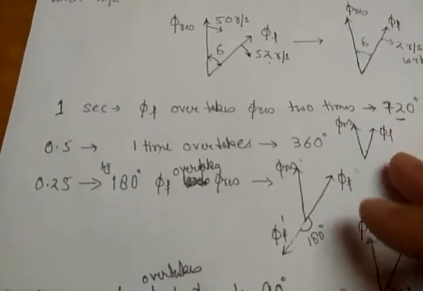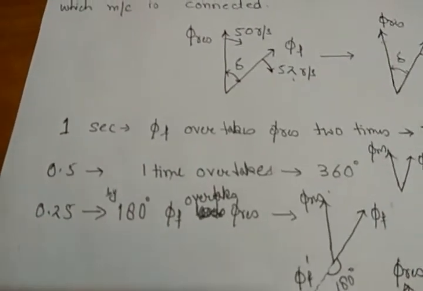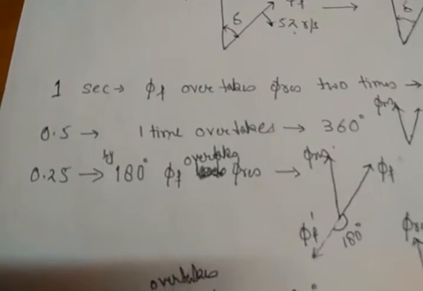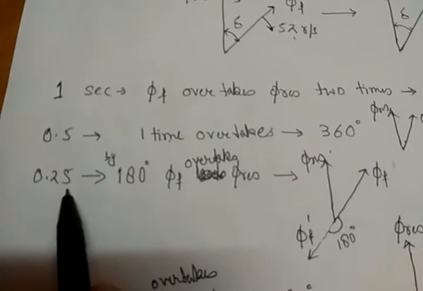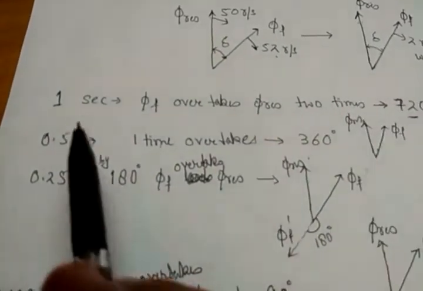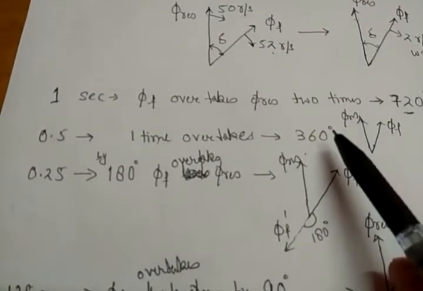So instead of 0.5 second, I will take some point where it will lead by some different angle. I am taking time t equal to 0.25 second. In 1 second, it was overtaking twice, which means 720 degrees. In 0.5 second, it was overtaking by 360 degrees.